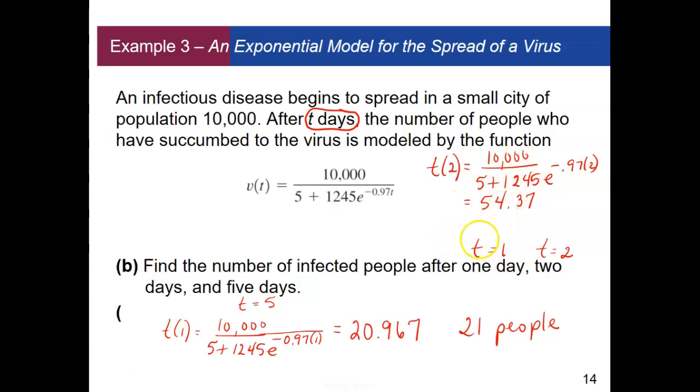And then if we do the same thing for 5 days, we'll have 678.13. So we did it down here, but we didn't on the other parts. This one would be 54. And this one's going to be 678.